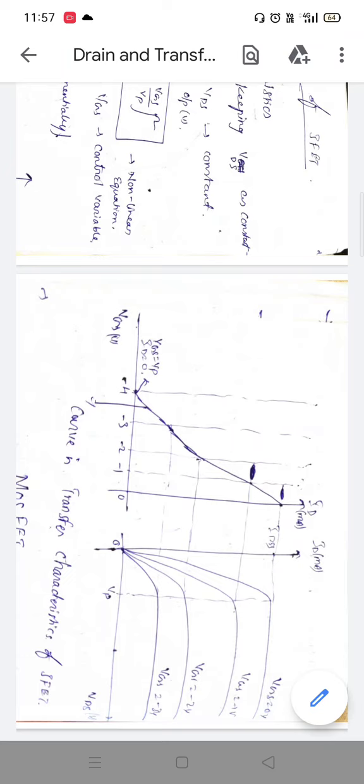So I have completed the topic of JFET. In the next class I will explain the MOSFET, metal oxide semiconductor field effect transistor. Okay, thank you all.